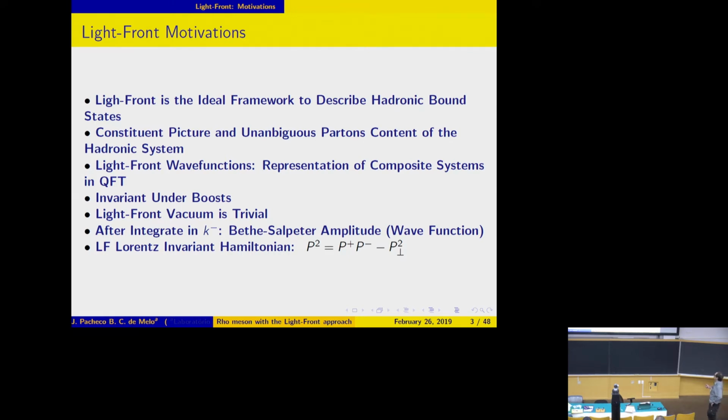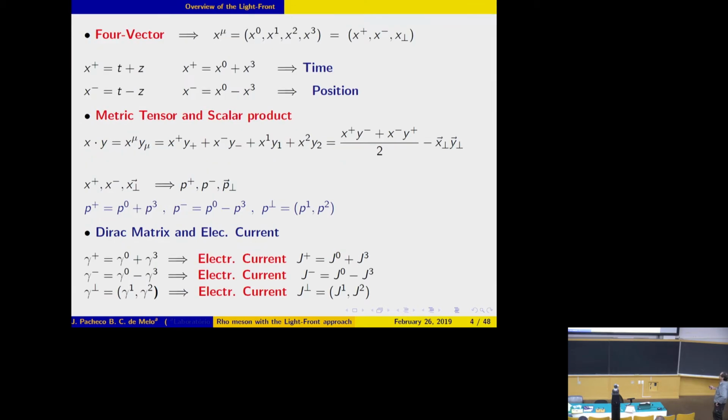The representation of a composite system in quantum field theory is invariant under boosts. Light front is trivial, is not really true, I agree with Gastão. After integration over k-minus, which is the energy in light front, you can obtain the wave function, some amplitude. And the total Hamiltonian of the system is invariant under Lorentz transformation.